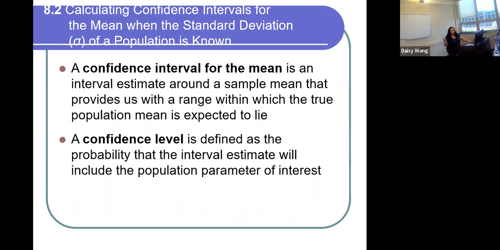That will give us a range to see whether or not the population mean is within that range. If it is, that means the sample and the population mean are similar. So that means the sample is good, and then we will be confident that the average of this is this number. We can say something like that.